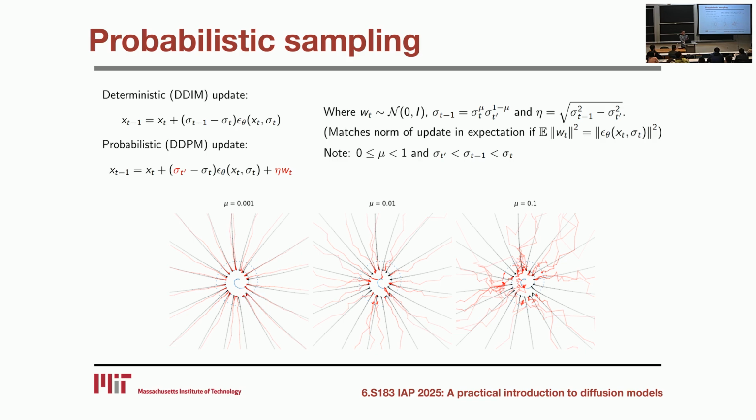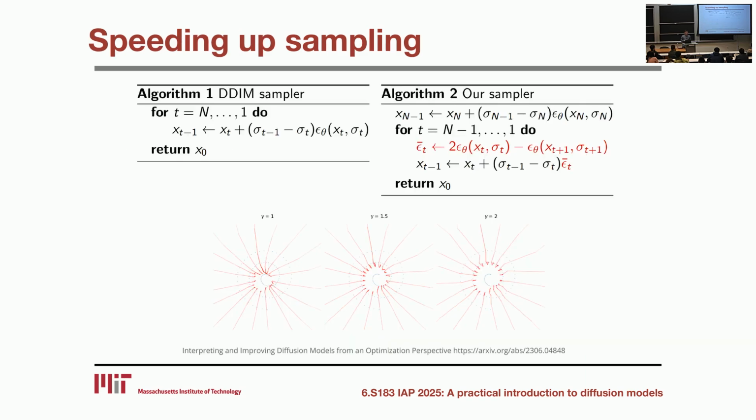So this is one way you can improve on the sampling algorithm. Another way to speed up the sampling is some form of so-called acceleration in the process. This is a simple update that uses the previous denoiser's outputs to correct for some error made in the current step.